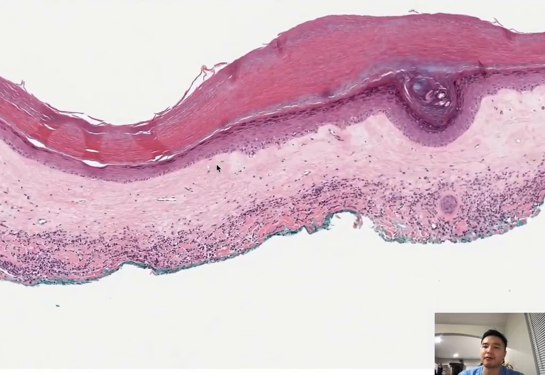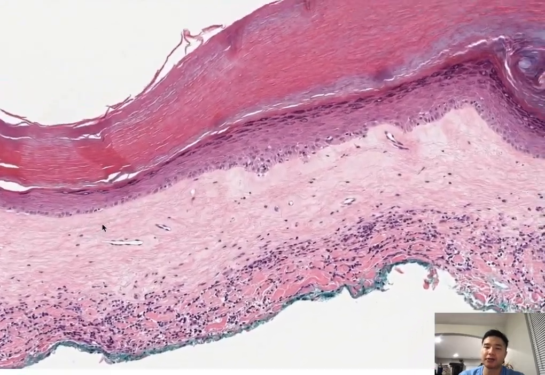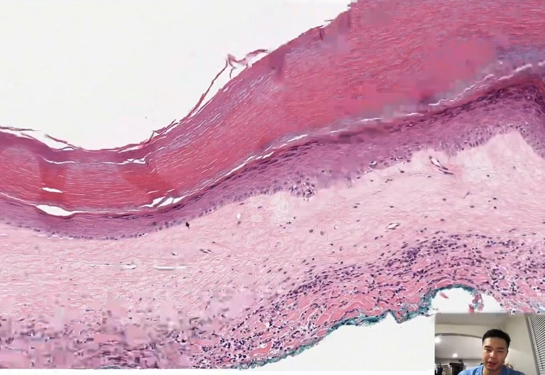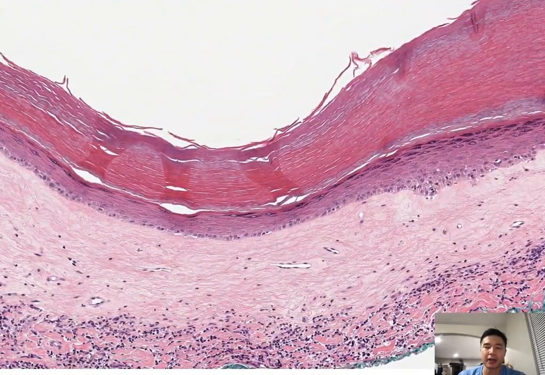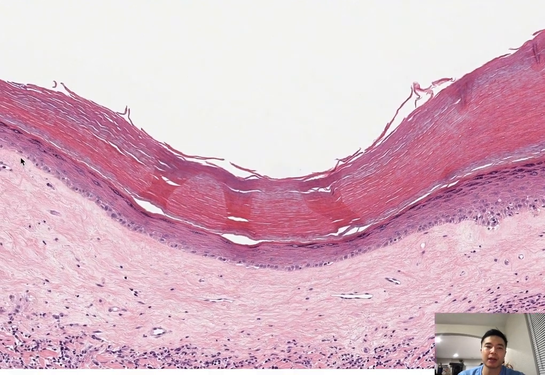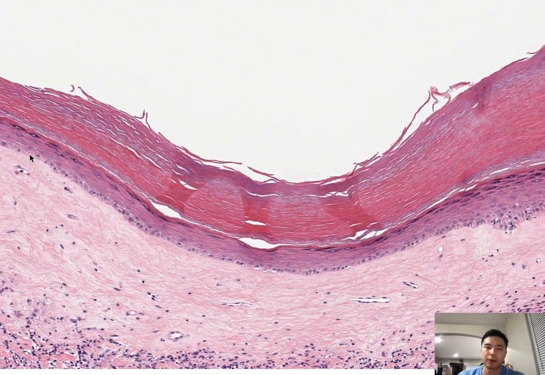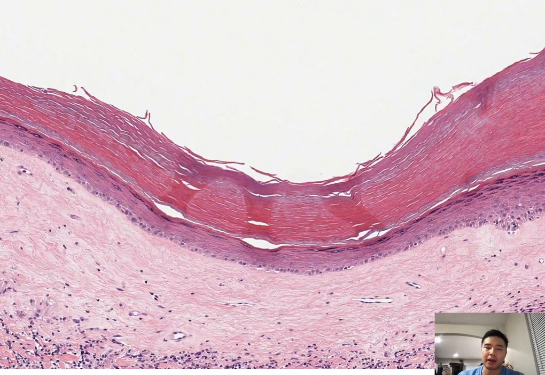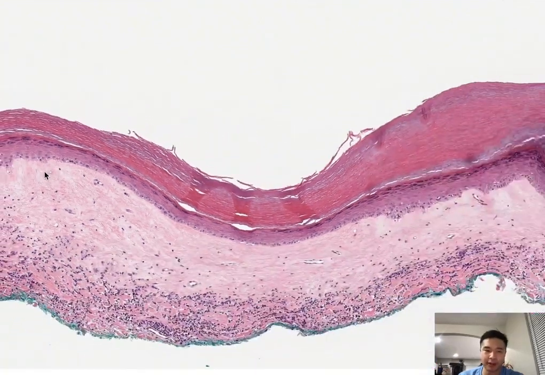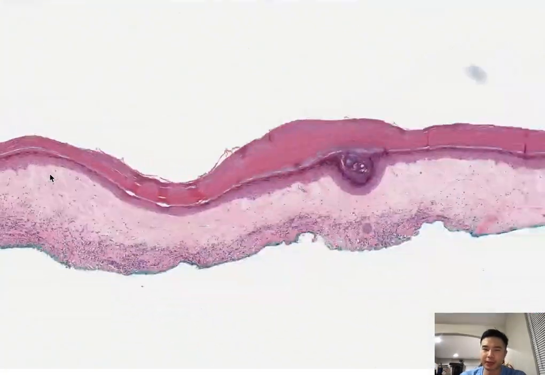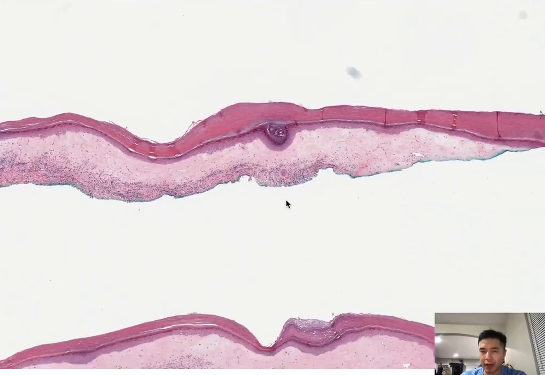I find DVIN very, very hard to diagnose. But some histologic findings are increased basilar atypia, where the basal keratinocytes will have a higher N/C ratio. They'll be hyperchromatic, and if you get a p53, they will be aberrantly expressed. So that's a very important point to note as well.